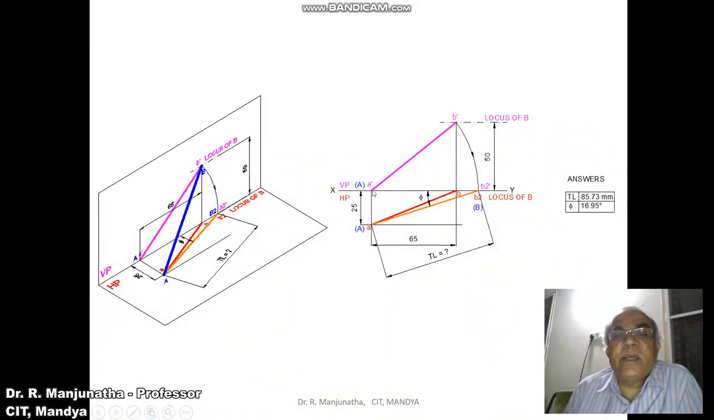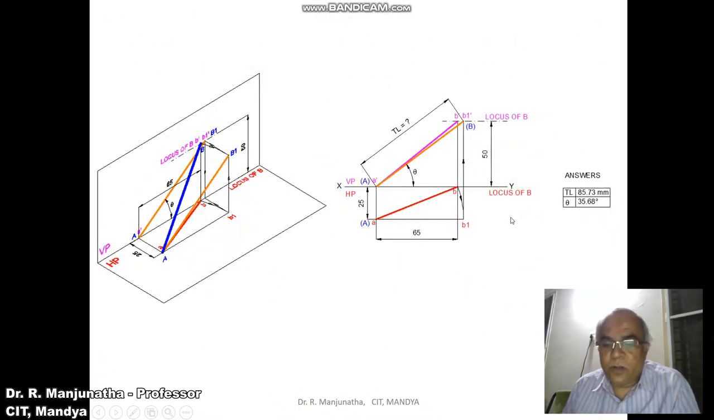When it is rotated with A dash as center, taking the radius A dash B dash, to make it parallel to HP, A dash B dash is parallel to HP, so we get the true length in HP. The inclination made by this with respect to the vertical plane is going to be phi, so we can find the true length here. So this is how we can analyze this problem stepwise also.